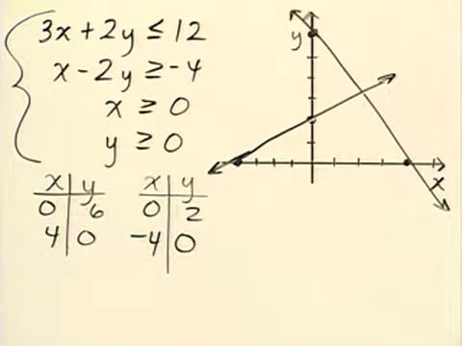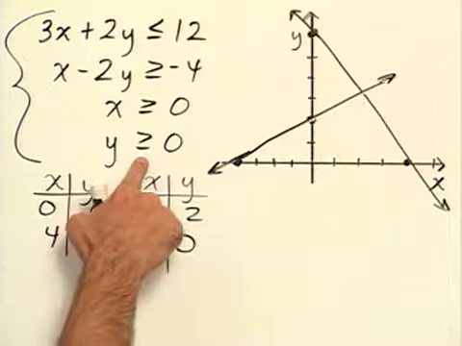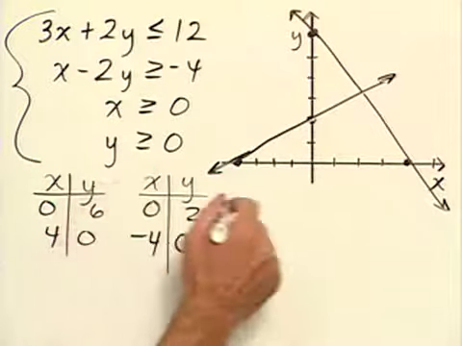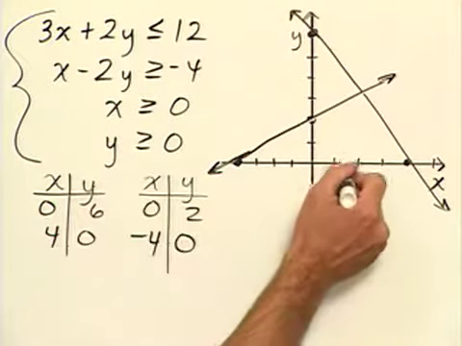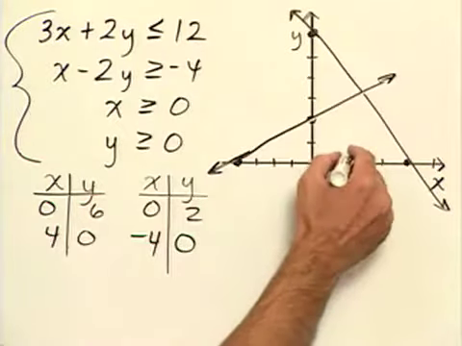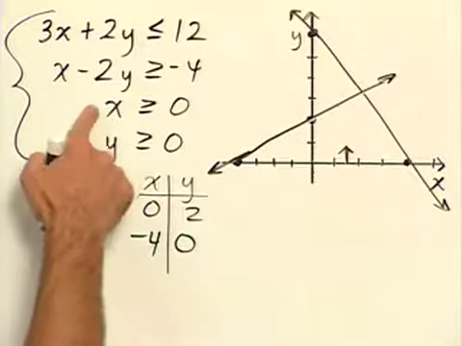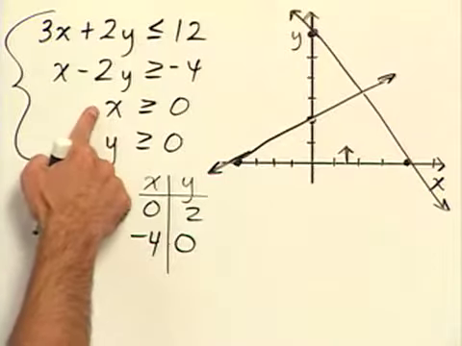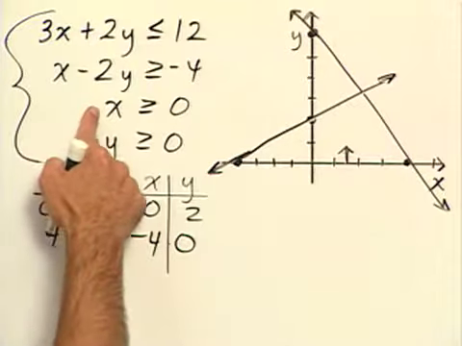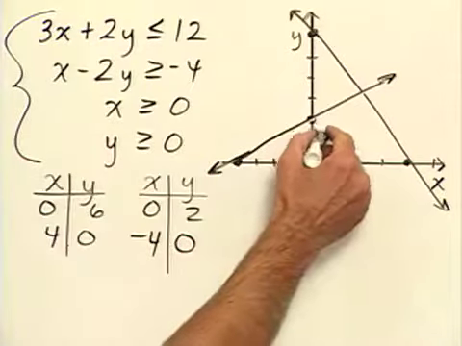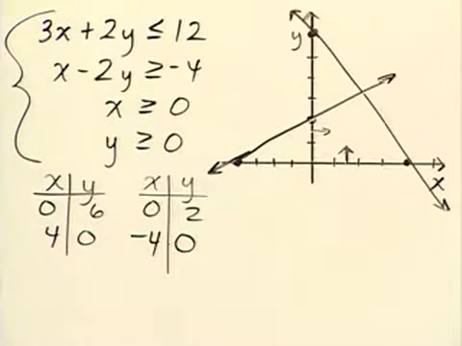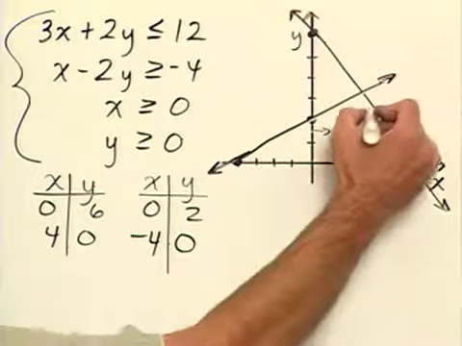Now, to shade this last equation, I'm going to shade above because we want y values that are greater than 0. And greater than 0 means I need to be above the x-axis. For my third equation, my vertical line, which was the y-axis, I need to shade to the right of the y-axis. And for the first equation now, since I have a less than or equal to, I can actually shade below that line.